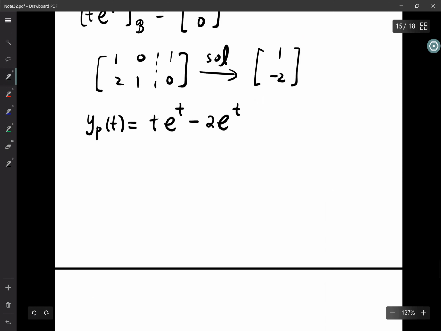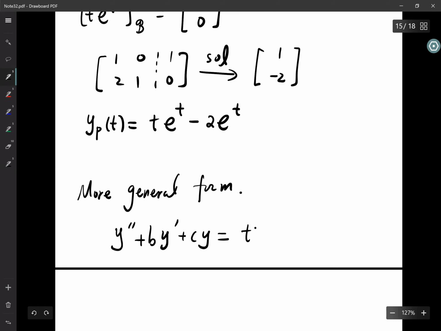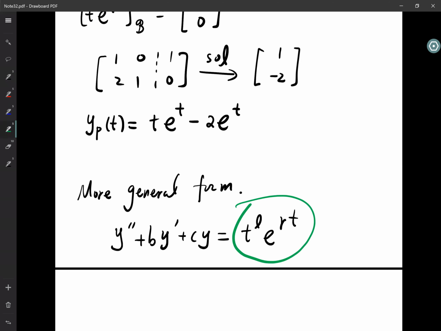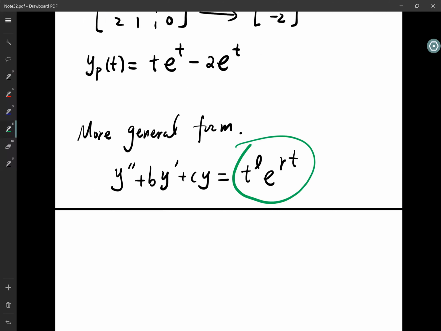Now we would like to consider a more general form: y double prime plus by prime plus cy equals t to the l exponential rt. This is really the most general thing we're going to consider in this lecture. We have talked about the polynomial, we have talked about the exponential, now we talk about the polynomial times the exponential. There are numerous other possible right-hand sides, but we just won't consider them explicitly. You might ask, what if it's polynomial plus exponential? That one we have just handled through the superposition principle. That is not difficult, there is no new information there. But the polynomial times the exponential provides some new information.